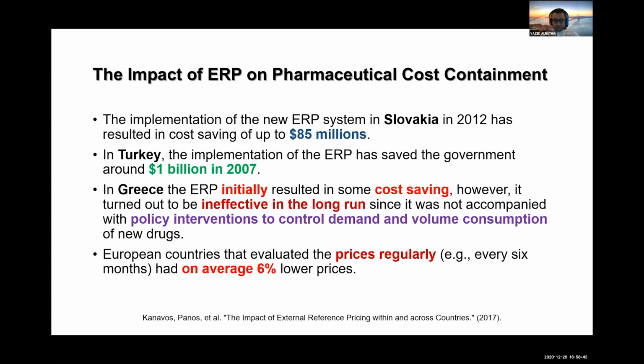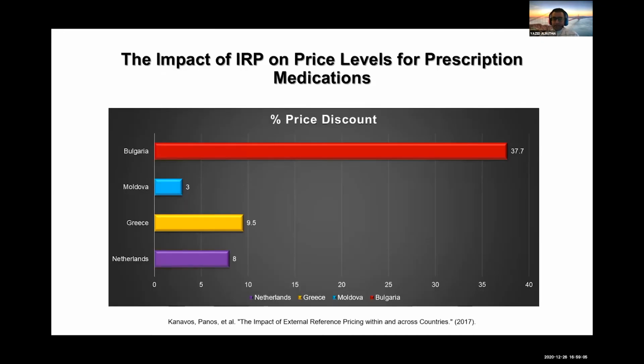European countries that evaluate the prices regularly, sometimes every 6 months, had an average 6% lower prices. And we have to be concerned here about countries that revise their prices on a regular basis, every 6 months. Yes, they might actually enjoy a lower price, but this will result in parallel trade and can result in drug shortages.